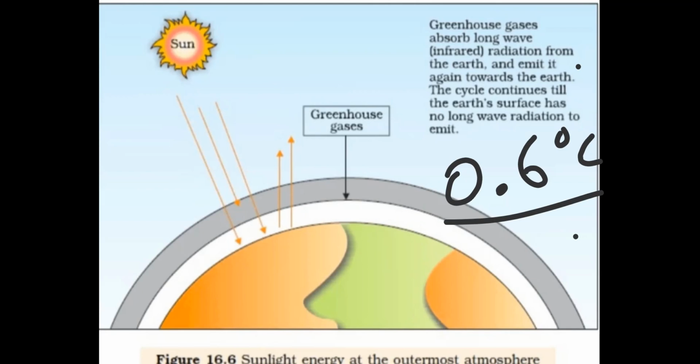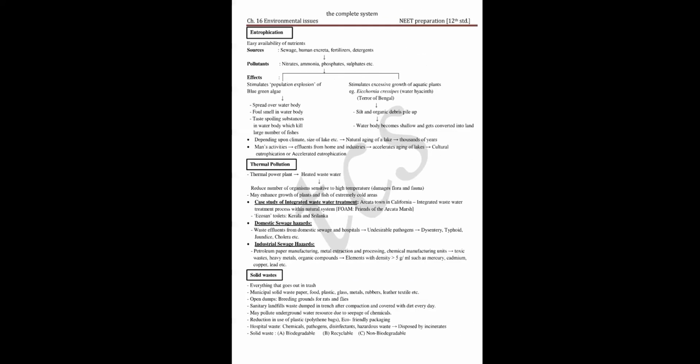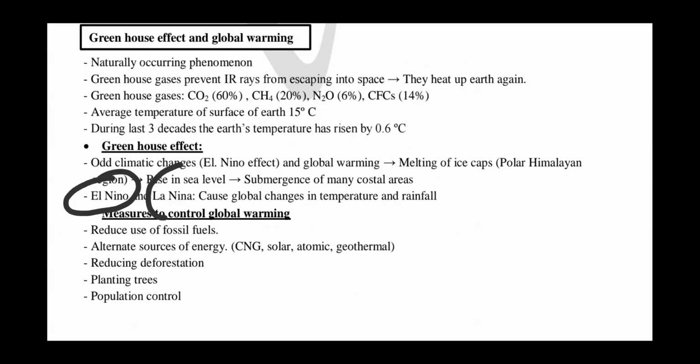Because the rise in temperature leads to deleterious changes in the environment, resulting in odd climatic changes. These odd climatic changes we call the El Nino effect. This one is El Nino, the other is La Nina. They cause global changes in temperature and rainfall.